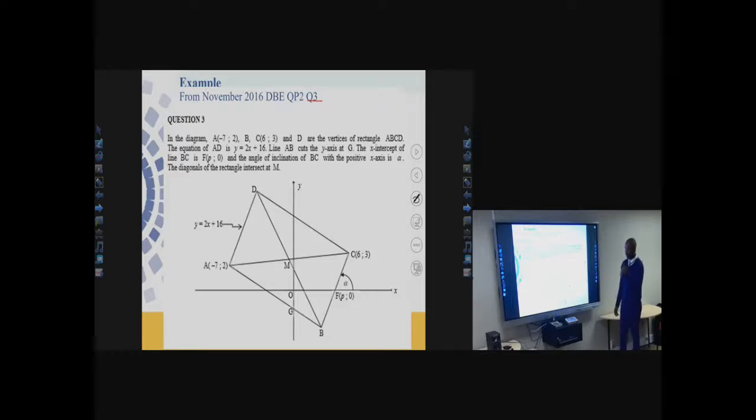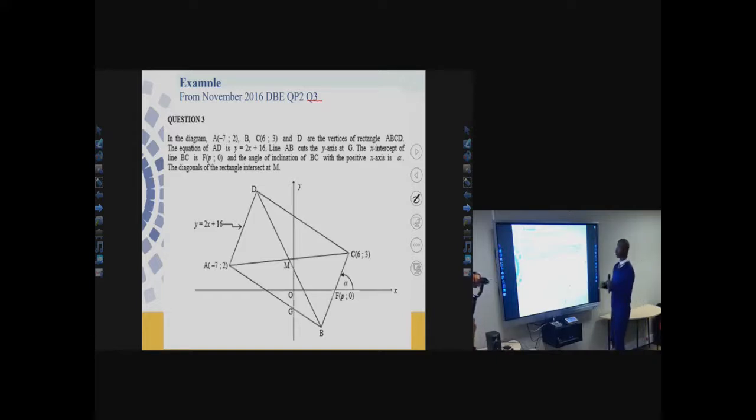I'm sure others are saying, we want to see what grade 12 is all about. But this is very important that you understand, Mfundi. Every question in mathematics, especially in analytical geometry and Euclidean geometry, will have a statement, a diagram, and then questions. Statement, diagram, questions.